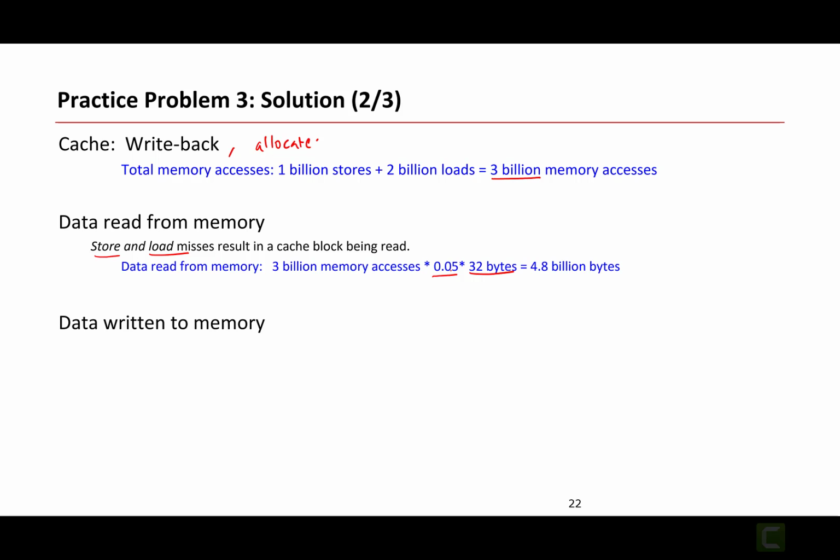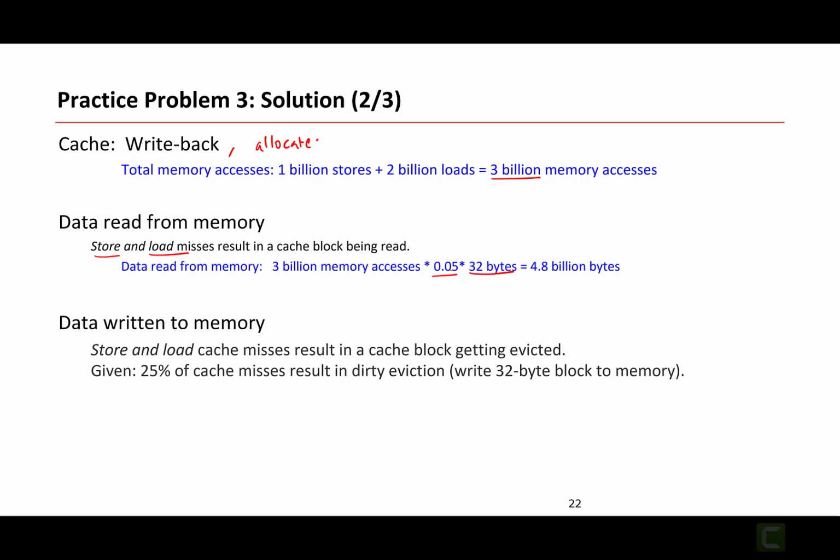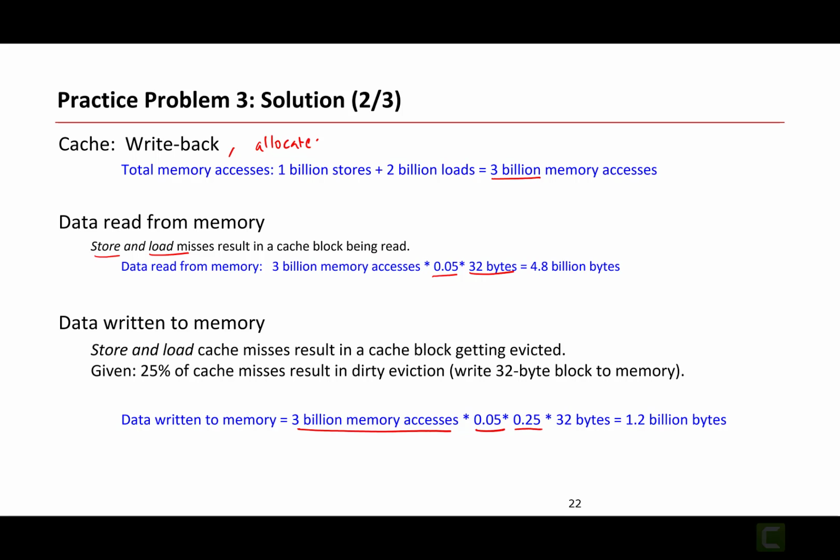And now when you look at the data that is written to memory, keep in mind that only when a dirty block is evicted do you need to write anything at all. So when would you evict a dirty block? That could happen for either a load or a store. So for all memory accesses, whenever you miss the cache, you need to write back if it is a dirty block, which happens to be 25% of all cache misses, and the block size is 32 bytes, and therefore you end up with 1.2 billion bytes.